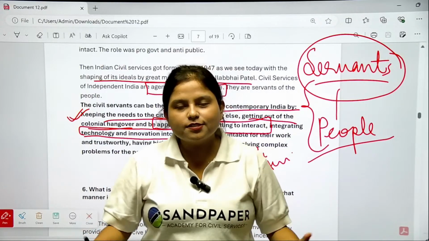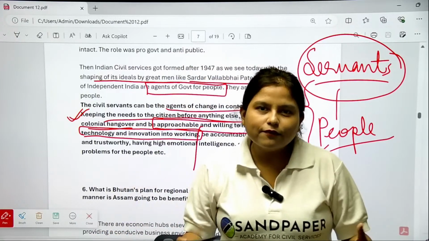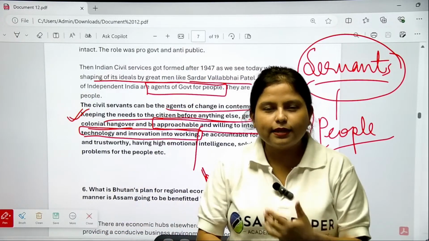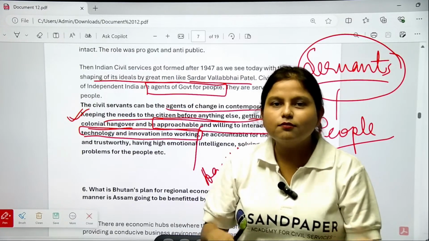Young civil servants are going to be brought inside the services now. What do they have in their hand? They have technology in their hand. They have an innovative mind. So they will innovate. I have already named them harbingers of change.